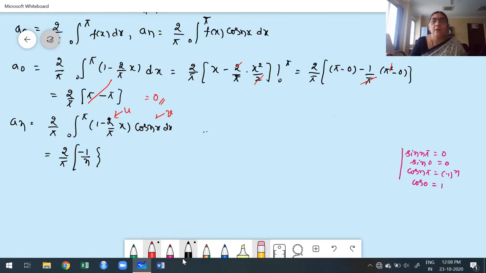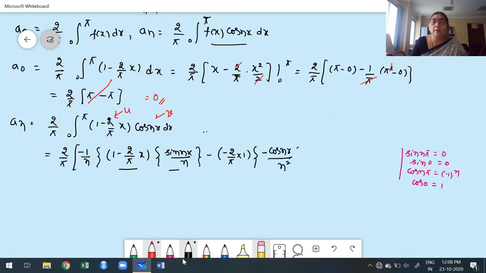Don't worry about that, because now what's the function I have? an is cos nx, 1 minus 2 by pi into x, cos nx. I go for the UV rule. 1 minus 2 by pi into x, into the integration of cos. What is the integration of cos? Sine nx by n. Minus, the differentiation of this is 1, so minus 2 by pi into 1. Again I have to integrate. What is the integration of sine? Minus cos nx by n into n is n square.